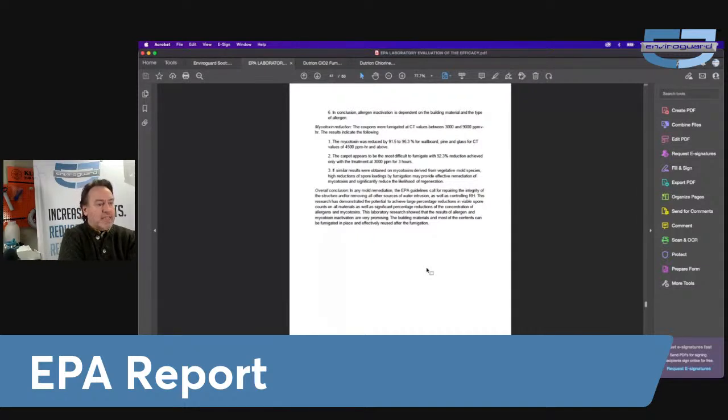This research has demonstrated the potential for achieving large percentage reductions in viable spore counts on all materials, as well as significant percentage reductions of the concentration of allergens and mycotoxins. The laboratory research showed that the results of allergen and mycotoxin inactivation are very promising. The building materials and most of the contents can be fumigated in place and effectively reused after fumigation.